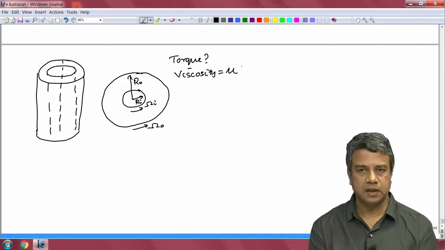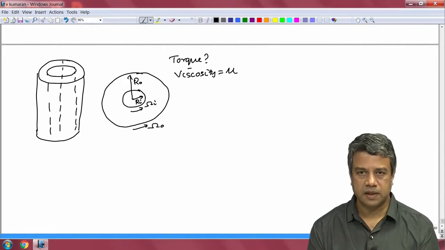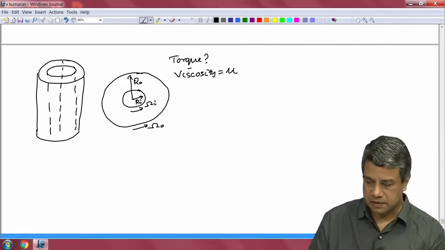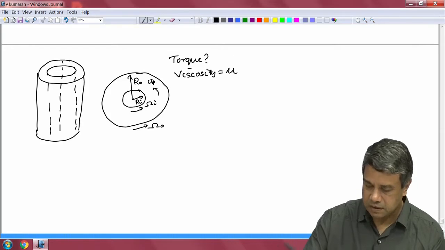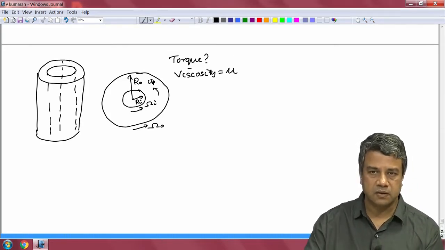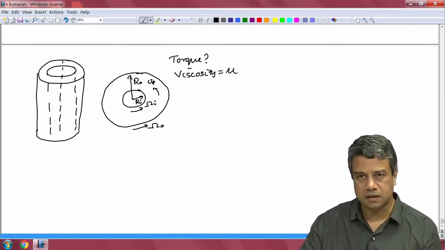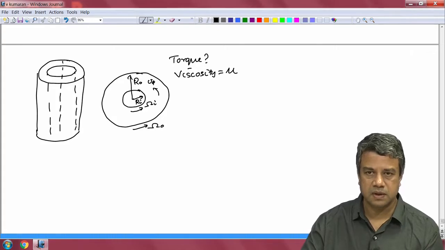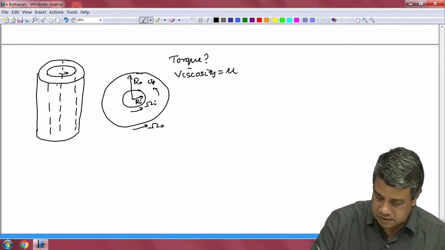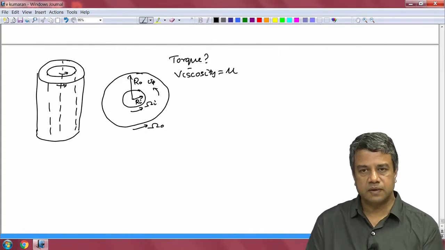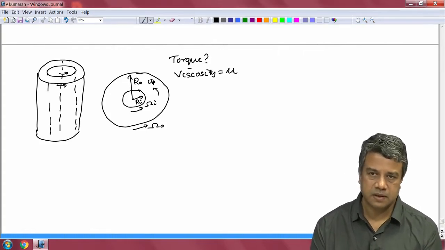In order to find out the torque, we have to of course solve for the velocity field. We have to solve for the velocity v phi in the phi direction around the axis, the meridional direction if you will, around the axis. We have to solve for the velocity field in that direction. And then from that we have to get the stress, and from that the torque.